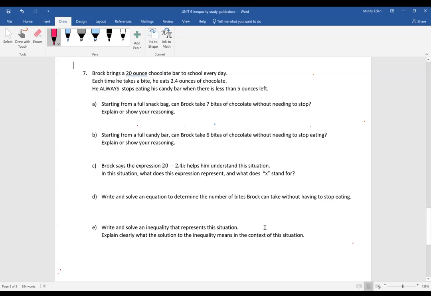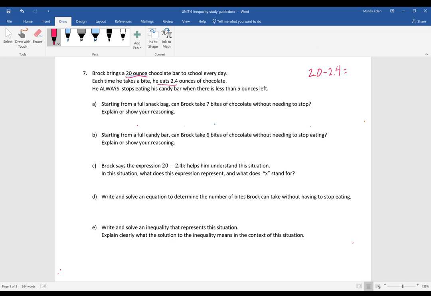So this one is a long problem, but there's a lot of different ways you can do part A. I'm going to do it probably the longest way so you can kind of see how the other parts relate. So if I start with 20 ounces of chocolate, each bite I'm going to take off 2.4. So 20 on my first bite, I'm just going to count them out.